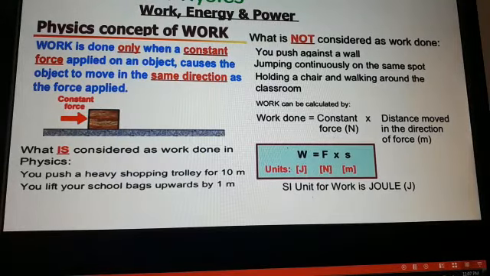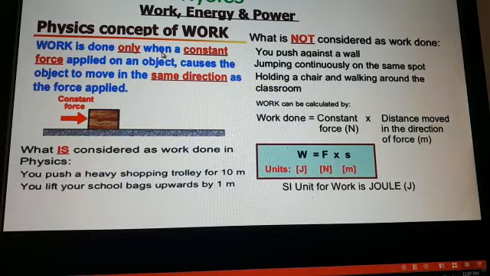This is grade 9 physics revision topic: work, energy, power. Before, I gave some videos separately for each small topic. Now I am putting together the whole unit, giving a revision explanation. Here it is: work, energy and power. Physics, the concept of work.